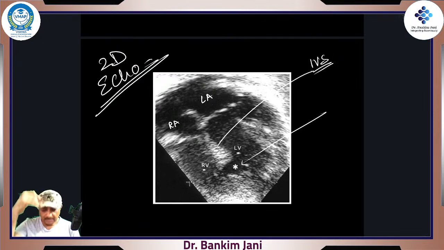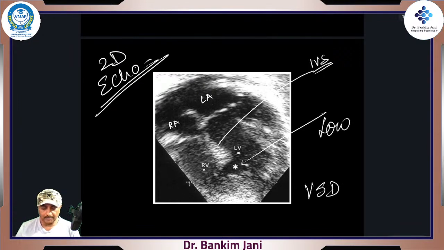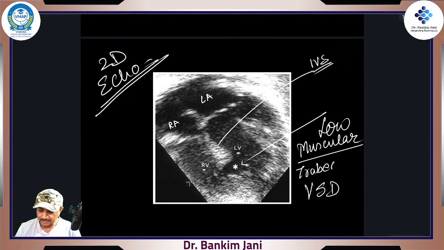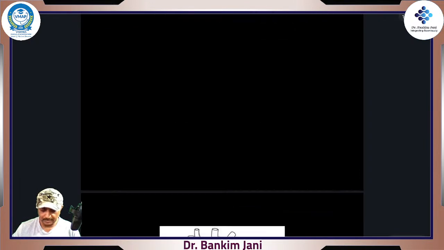So when it is low, we can very well say that this is a low VSD, but we want to be more specific. And as it is low, beyond doubt it has to be muscular, right? So we can say it is low muscular ventricular septal defect or trabecular, right? If you want to be more scientific, you can say low trabecular VSD. Done, right? So that's what you really watch in this.